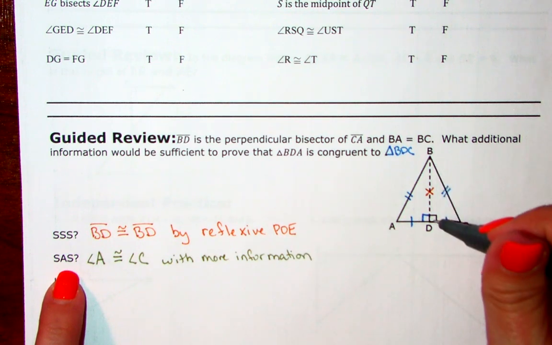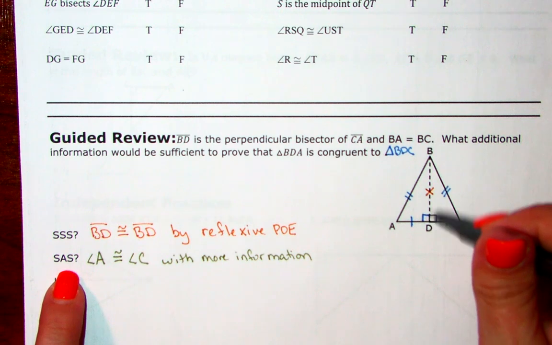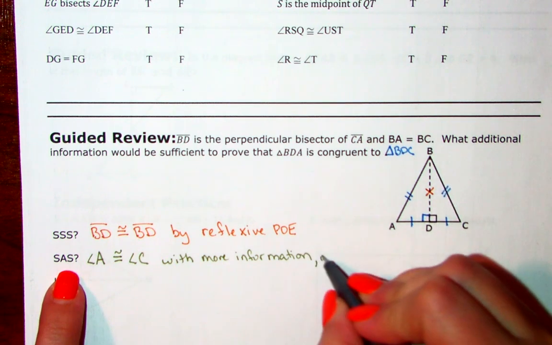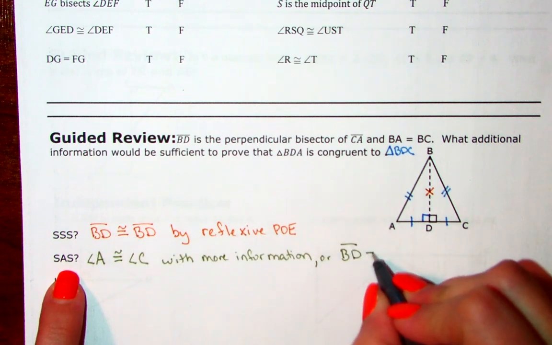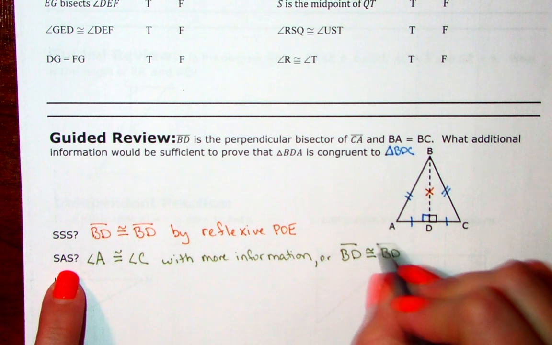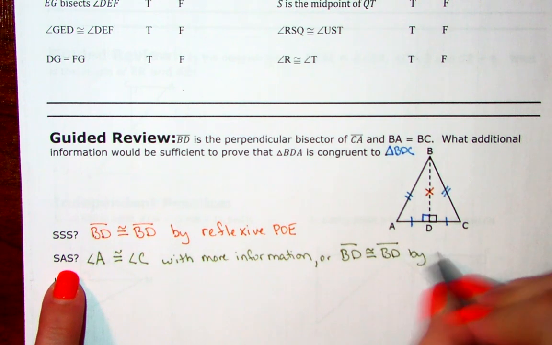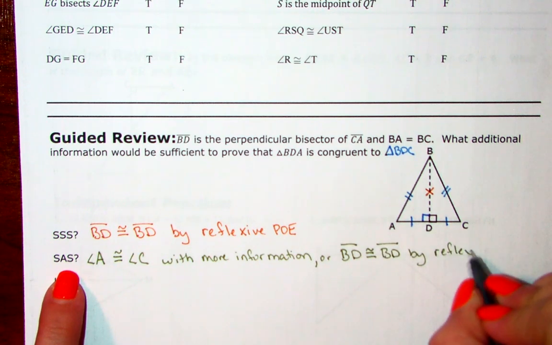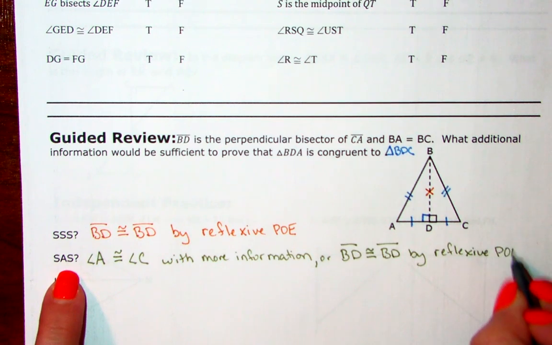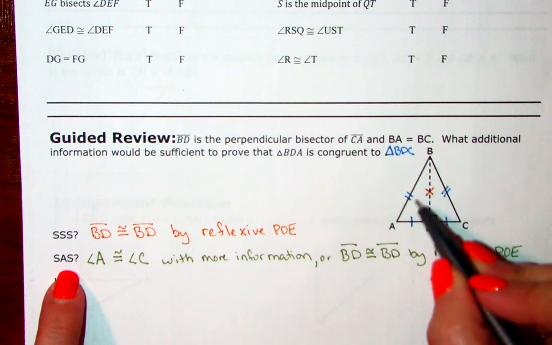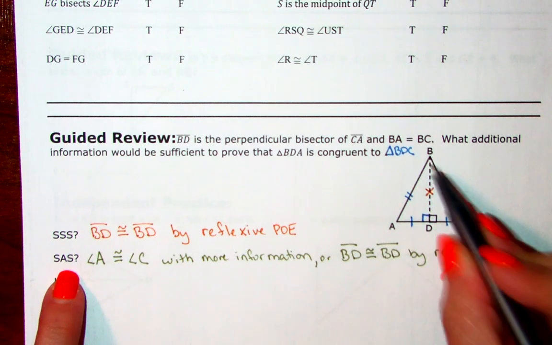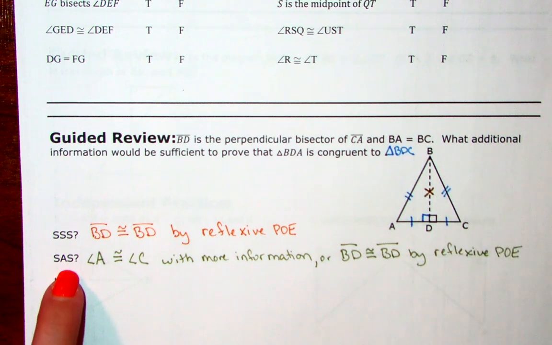Okay? I could have also used the BD on this one, right? Because then I would have side, angle, side. So I could have used this one again. BD is again congruent to itself by, again, the reflexive property. Because then I would have side, angle, side for the left triangle, and side, angle, side for the right triangle. So again, I could have used that reflexive property of equality.